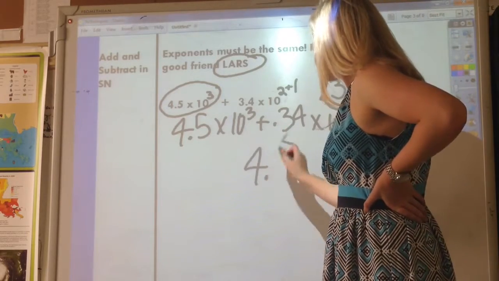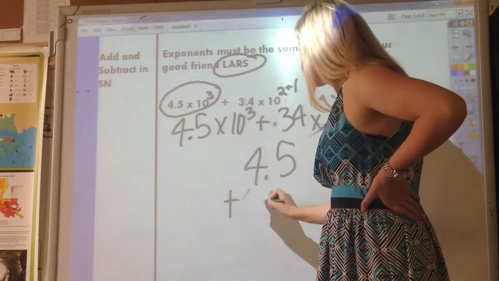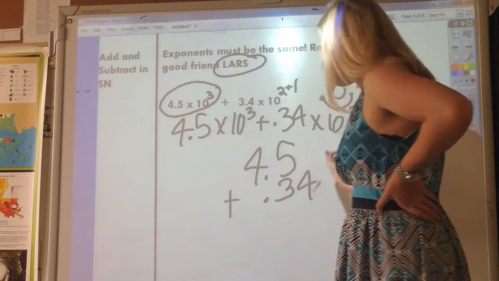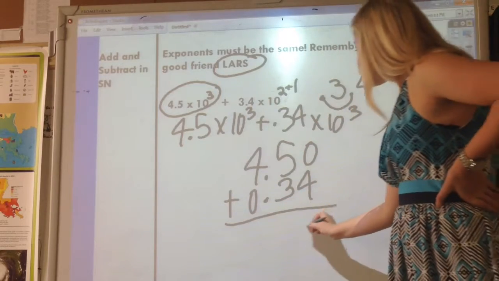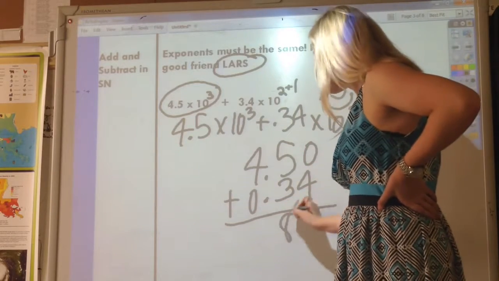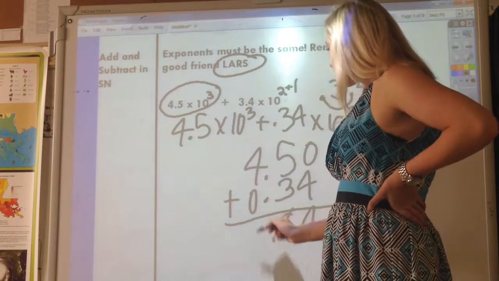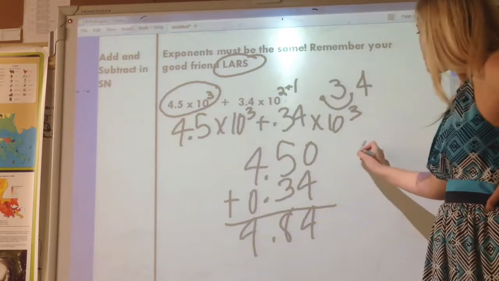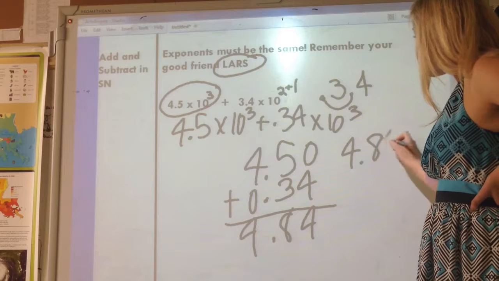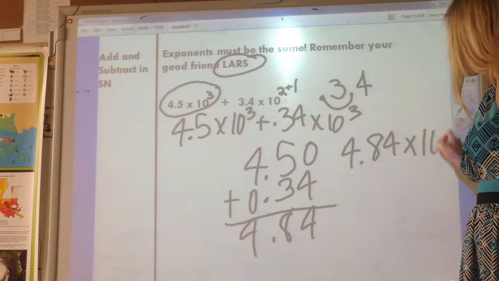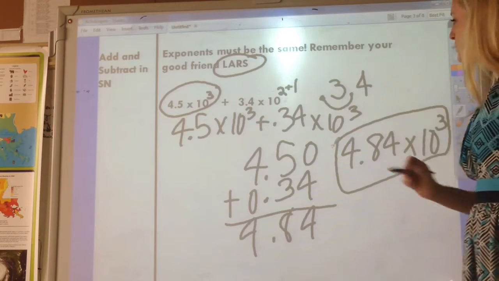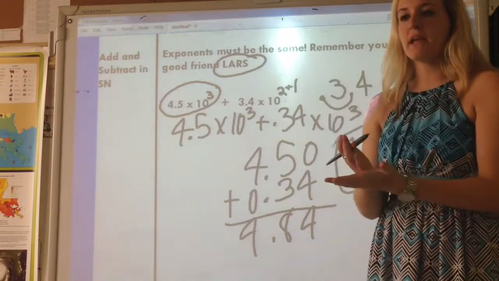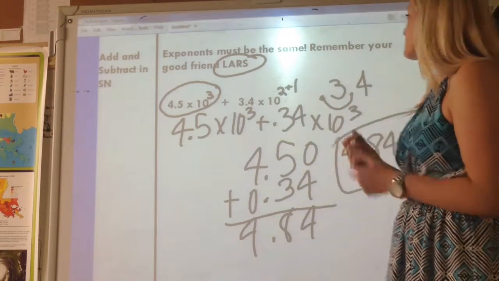So I have 4.5 plus 0.34. I line up my decimals. I fill in my zeros. 4 plus 0 is 4. 5 plus 3 is 8. Bring my decimal down. 4 plus 0 is 4. So my answer is 4.84 times 10 to the third. And you go through that same process with subtraction. Are my exponents the same? If not, I have to change them.